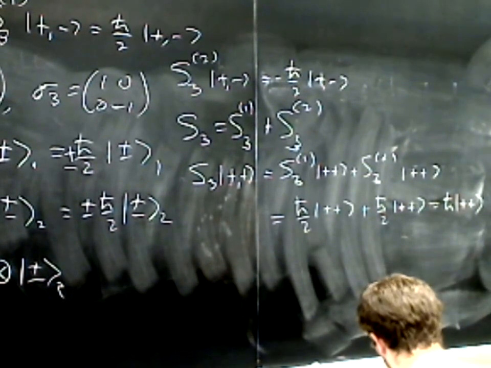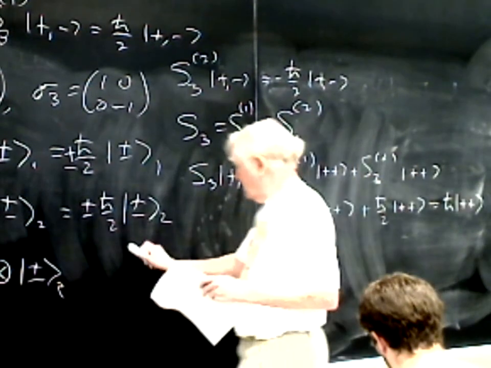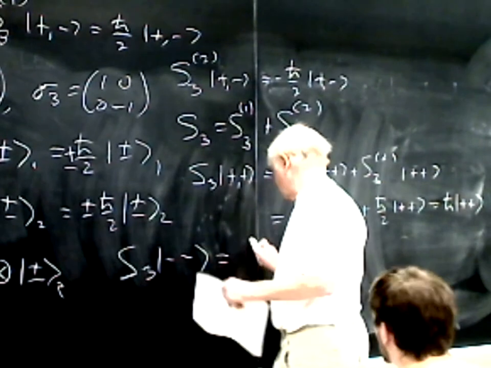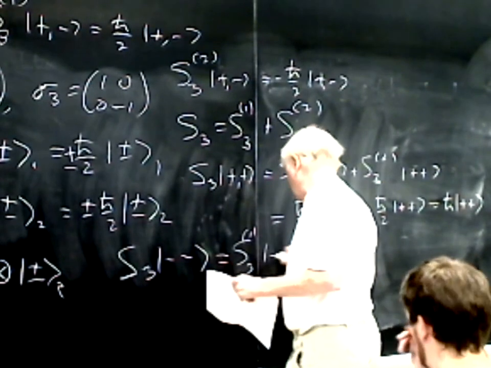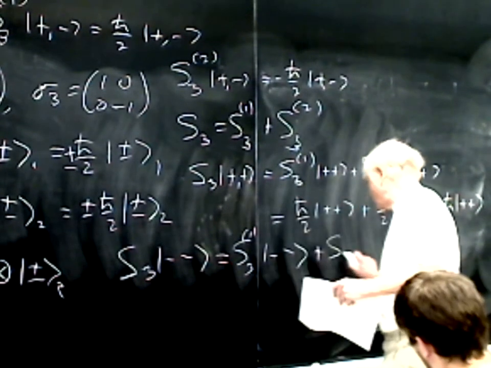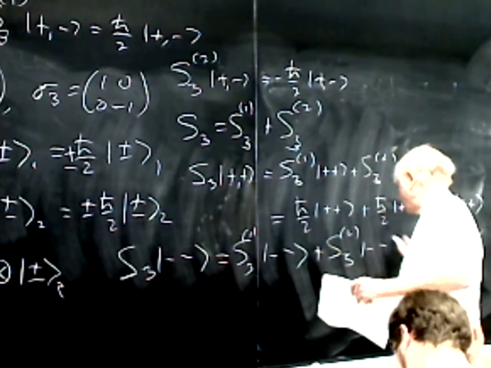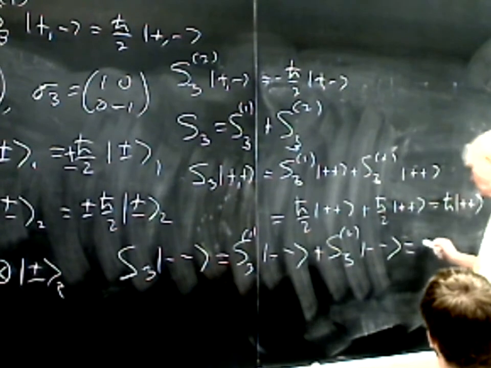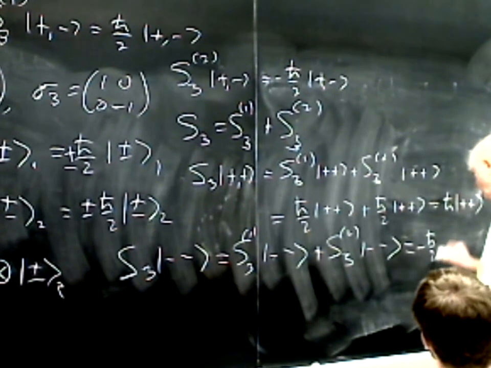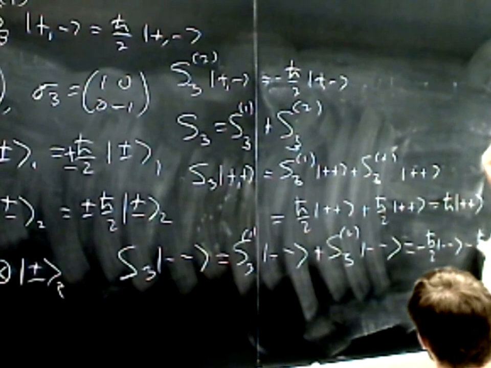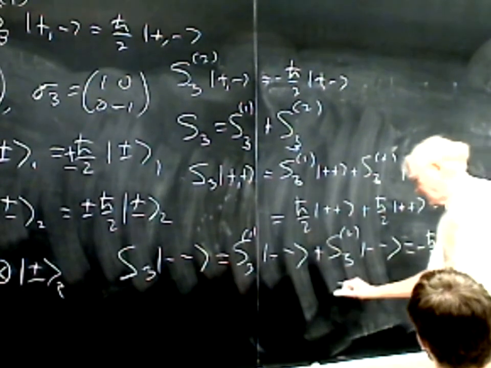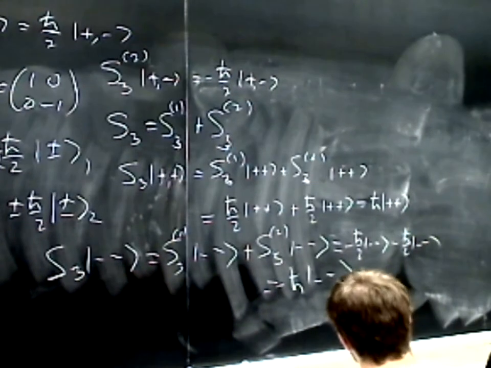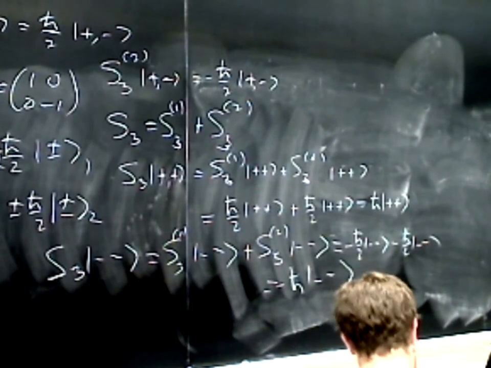Similarly, the state minus minus is an eigenvector of S3 because this is S3^(1) on minus minus plus S3^(2) on minus minus. And this guy acts on this one and that one on that one, and so we get minus h bar over 2 minus minus minus h bar over 2 minus minus. Altogether, minus h bar minus minus. Again, the sign of a spin of 1.